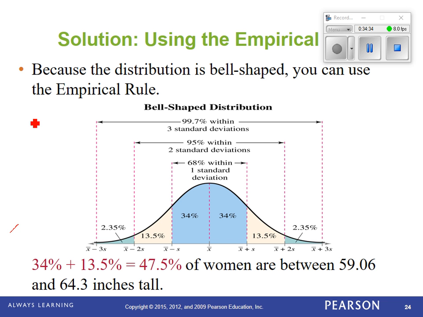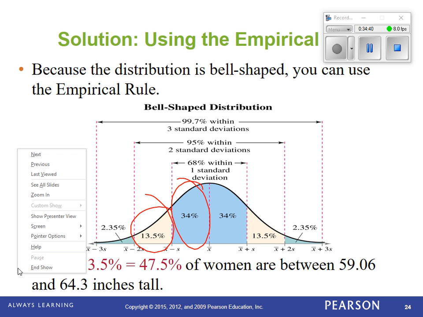So that's what they did. They show us there. We're here and here. Those are the ones we wanted. Add them together, 47.5%.